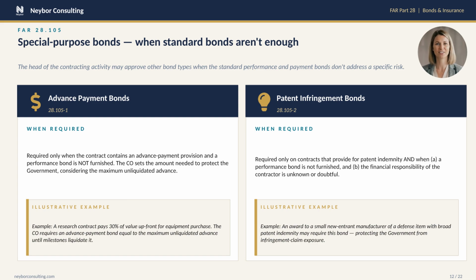If you're a small business in either of these situations, talk to your surety early. These specialty bonds are not always inside your standard surety's appetite.